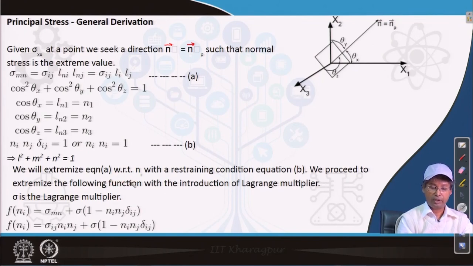But what is the constraint with respect to n j, as I said, with a restraining condition equation B? That means we are transforming the coordinate system, but that coordinate system should follow the Cartesian coordinate system rule. That is the reason it says that the restraining condition equation B has to be followed.